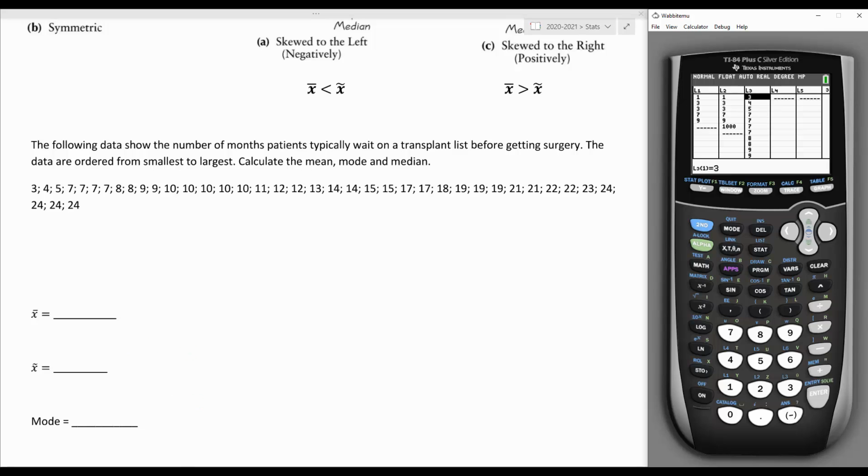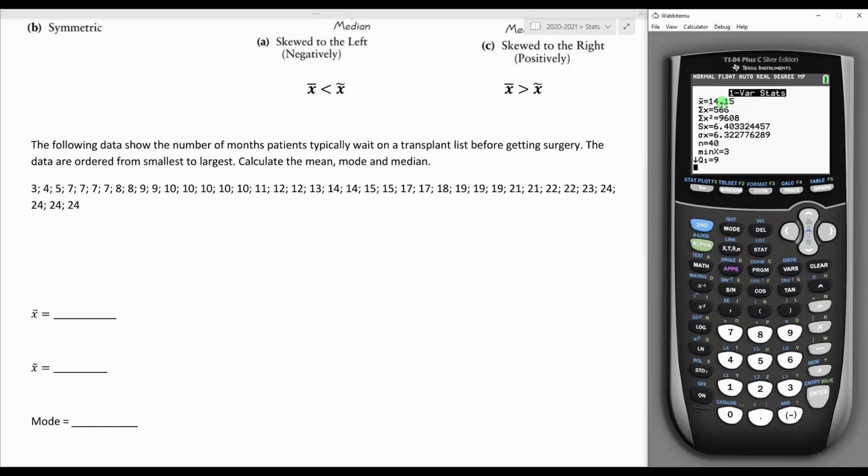To get my three measures of central tendency, I'm going to hit stat, go over to calc, and use my one-var stats. I'm going to make sure I tell it that I'm using list 3 this time. If you need to change lists, just hit second stat, and it takes you to all of your lists, and then you can select the one that you want to use. Then I'll just hit enter, enter. This frequency list, don't put anything in there. Just go straight down to calculate, hit enter, and we should get all the numbers that we need.